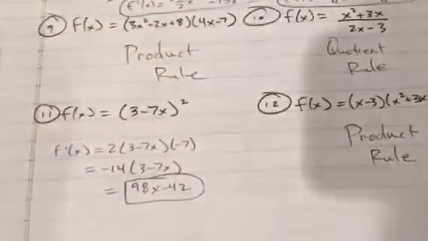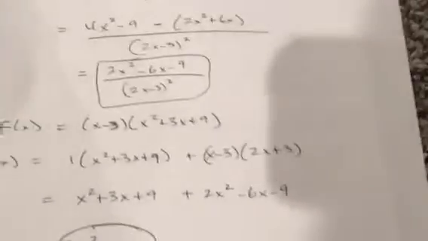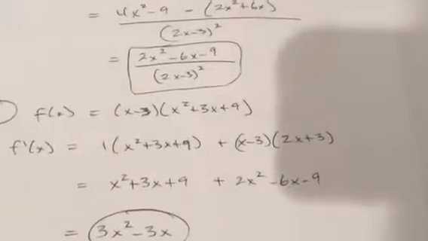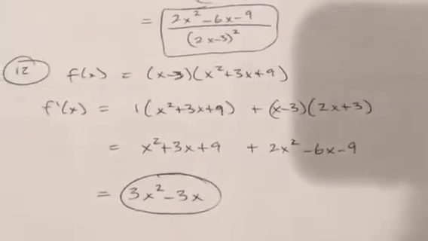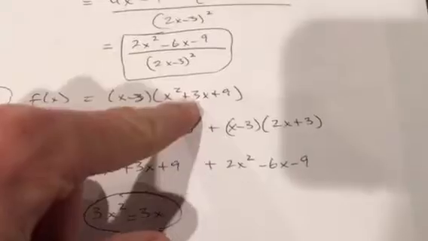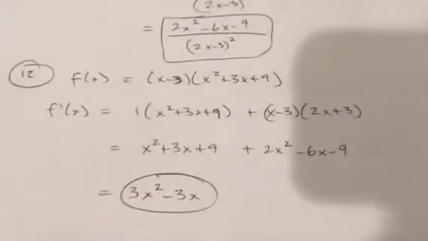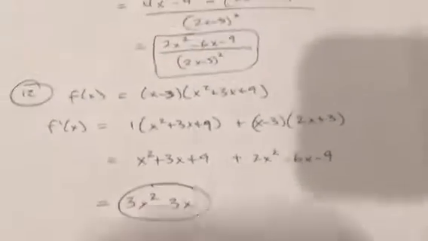That is fine. Number 12, you might want to use the product rule, or you can distribute x minus 3 to x squared plus 3x plus 9. Take the derivative of that first parenthesis there, multiply by the second, plus the first, times the derivative of that parentheses. All right, put it all together. Yes, you are going to simplify, and there we go.